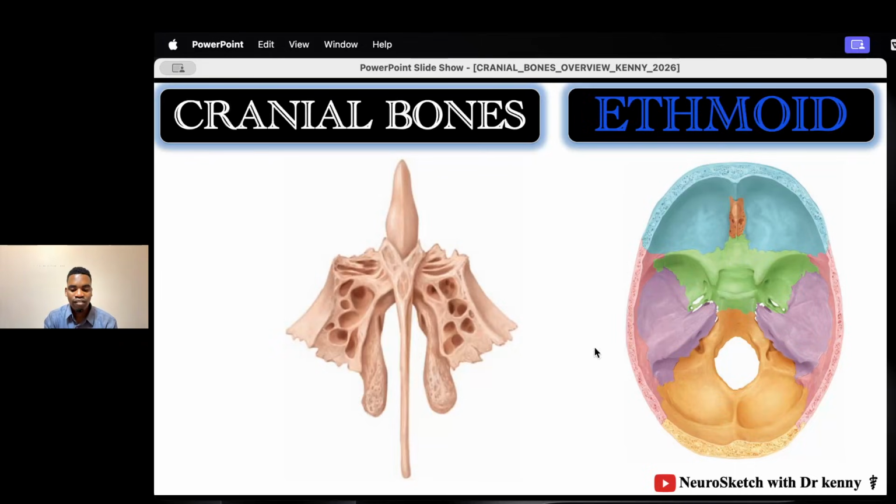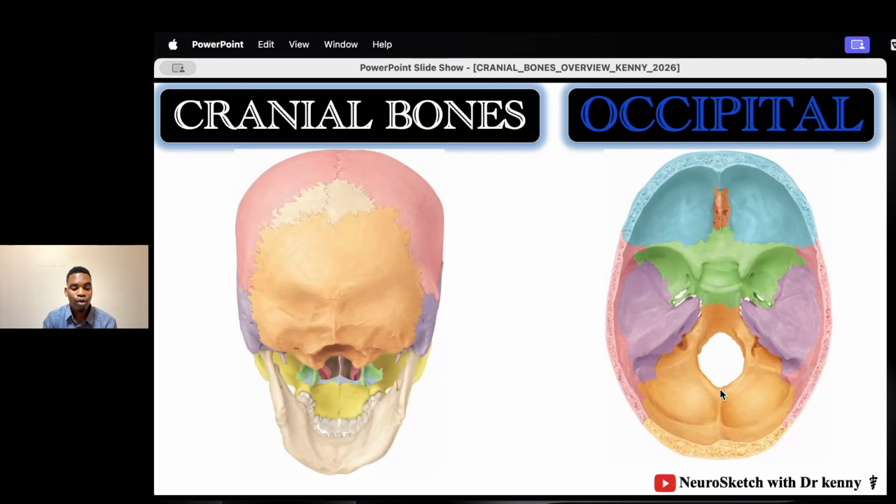And we also have a bone which is posteriorly placed here, which is the occipital bone. This is the occipital bone. In Swahili I think it's kichogo. You guys know the occipital bone. It forms part of the back of the head.